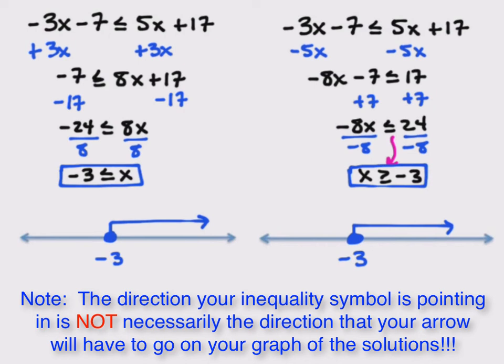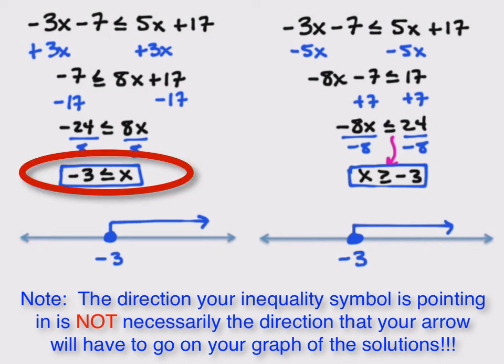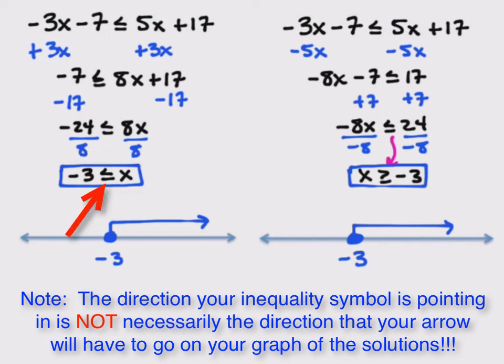I would always urge you to actually speak aloud, and for instance, in this first example on the left, say -3 is less than or equal to x, or x is greater than or equal to -3, and it's obvious that even though this inequality sign is pointing to the left, our arrow is going to have to go to the right. So this is about as hard as these problems can get, and so I hope you were able to take care of it without too much difficulty.